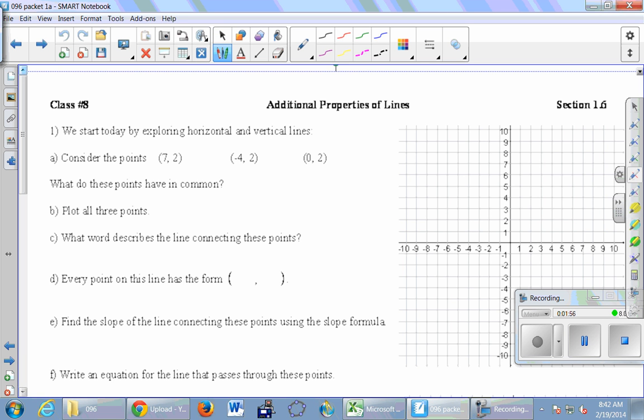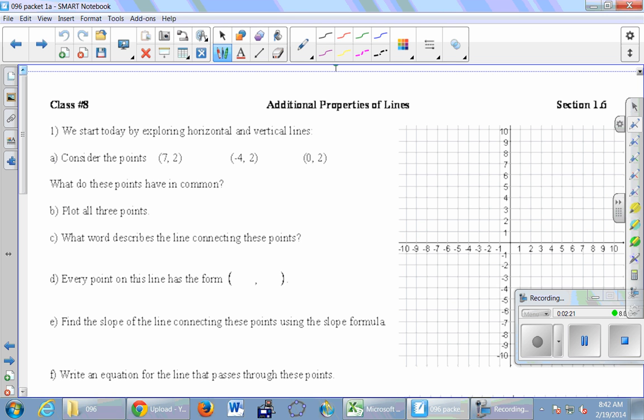And it says we start today by exploring horizontal and vertical lines. So these are some special lines that we'll talk about, and their equations look a little different than the normal mx plus b equations. So on page 45, first thing says, consider these points: (7, 2), (-4, 2), and (0, 2). What do these points have in common?